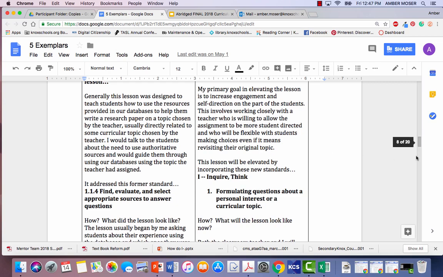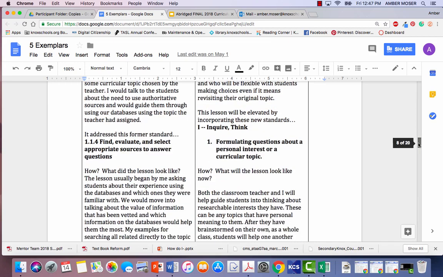And what she's chosen to add in is this. She's got something from Inquire, which is Shared Foundation 1. Think is Domain A, and competency number 1 is this one. So if you read it all together, it says, learners display curiosity and initiative by formulating questions about a personal interest or a curricular topic.